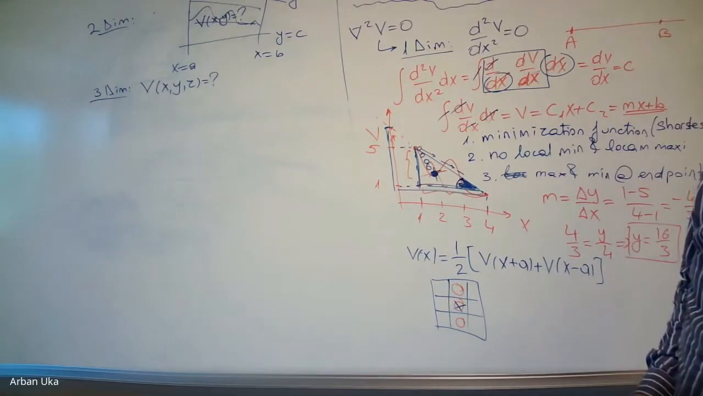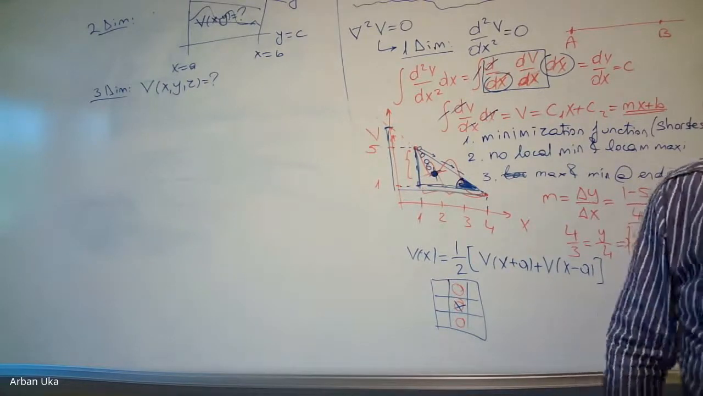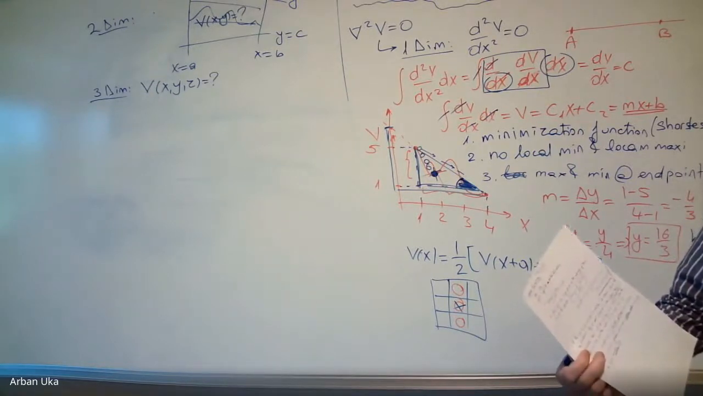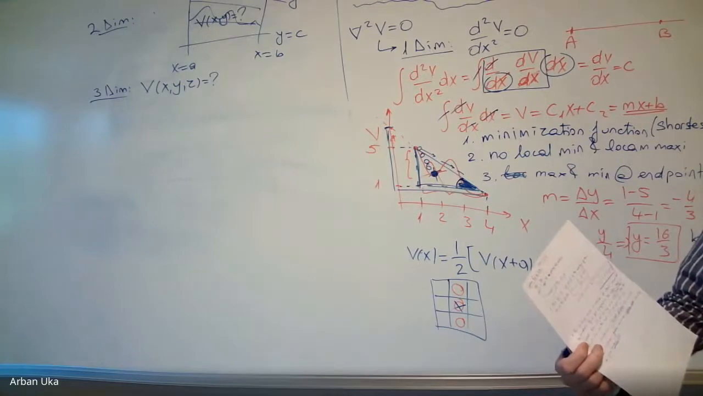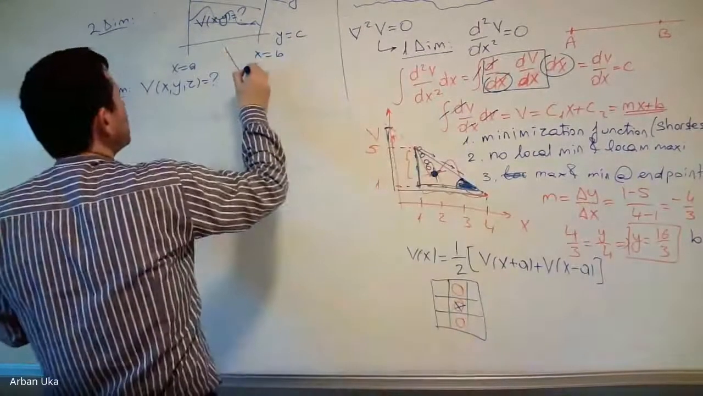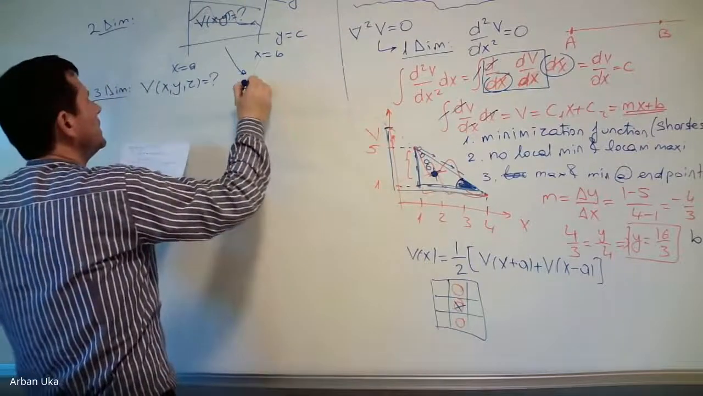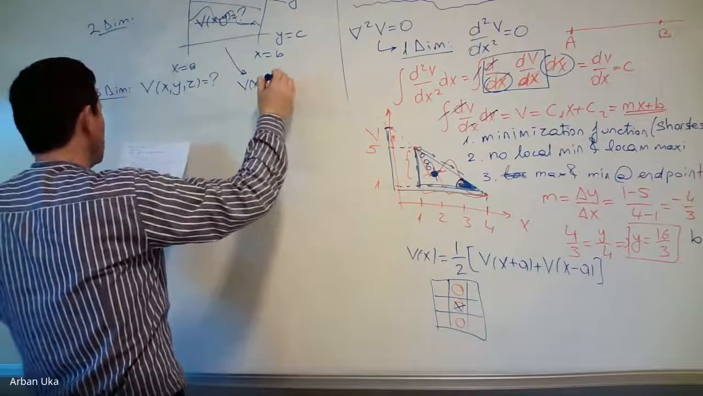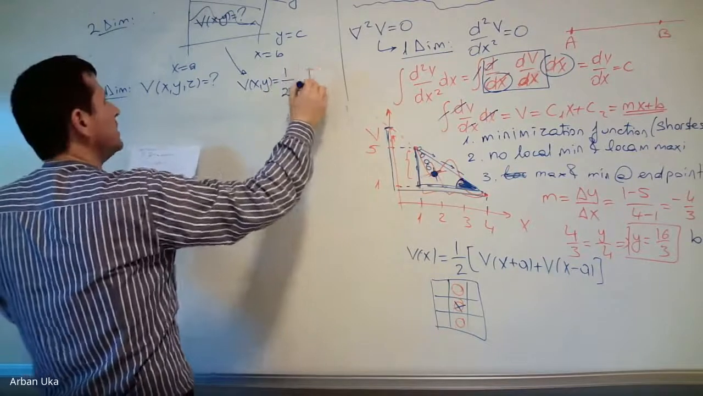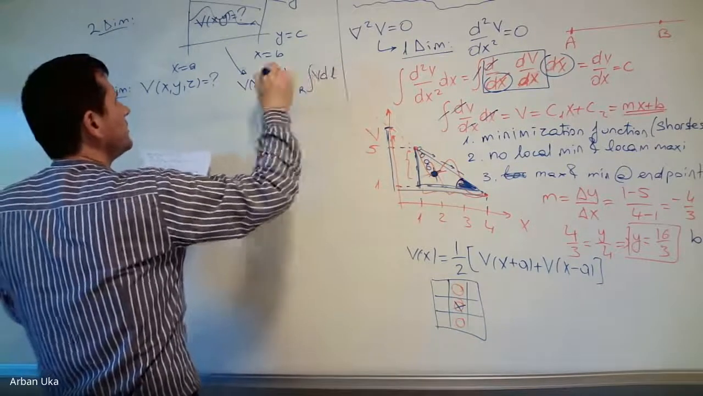Now, the visualization of the Laplacian equation will be slightly more challenging, but the way to think about it, maybe it's worth it, we should write it. Here, the potential of x, y would be equal to 1 over 2 pi r integral of v dl.